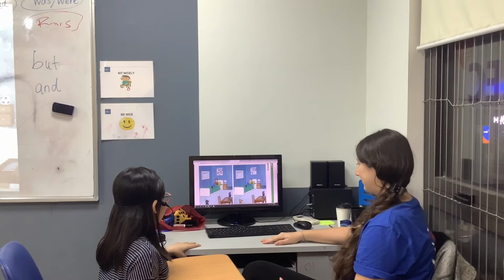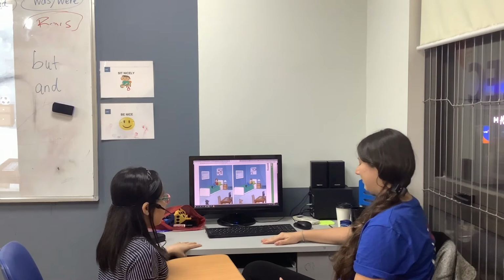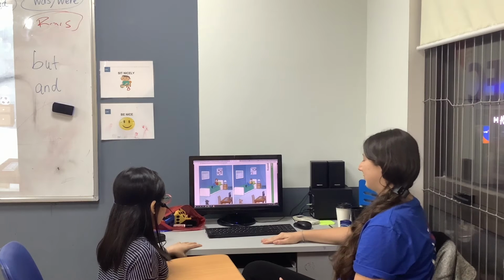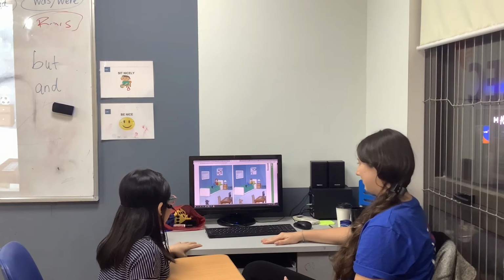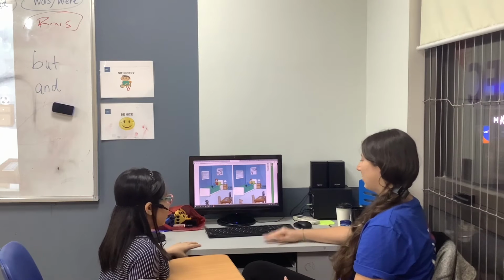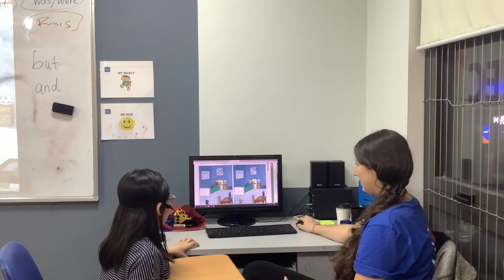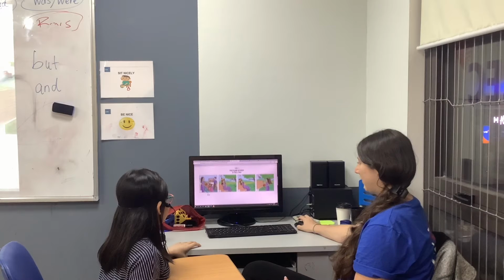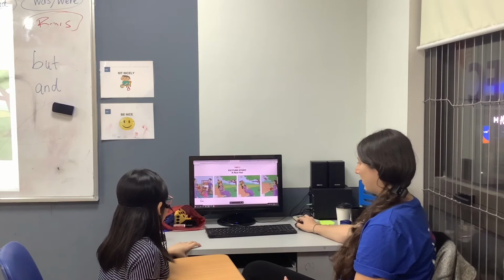In picture one, the boy is playing football. But in picture two, the boy is... we can just say the sport is football and tennis. Good. We have a story with no words.